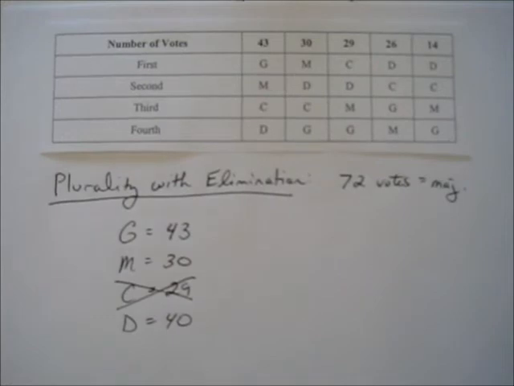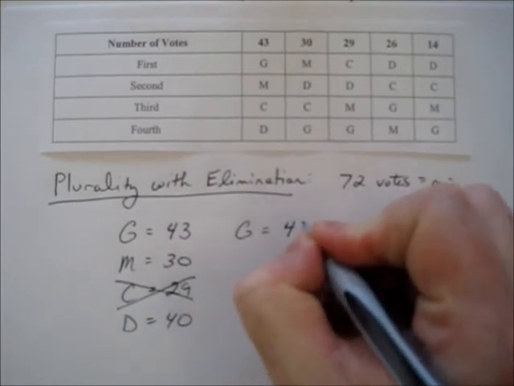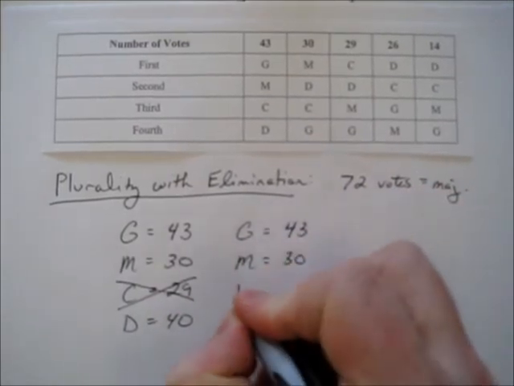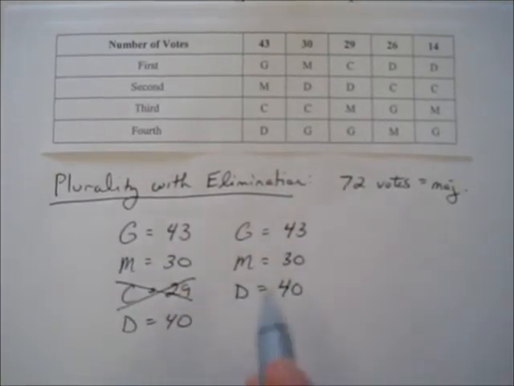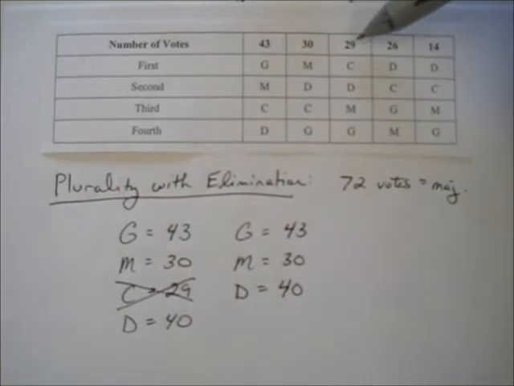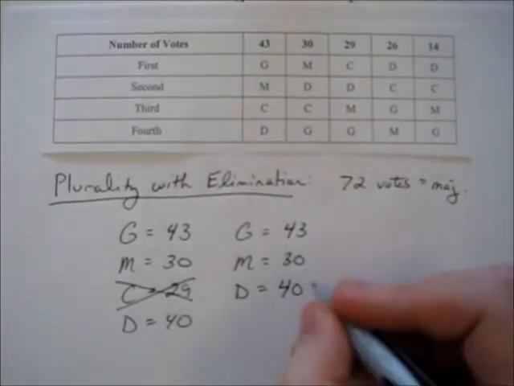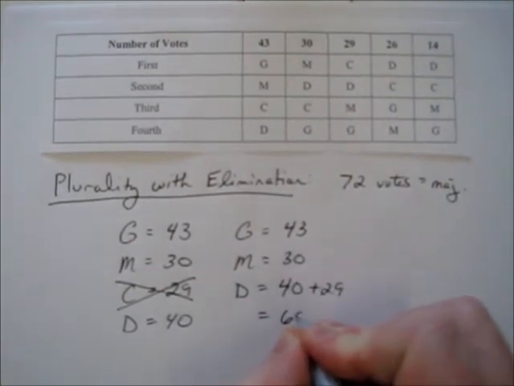So these 29 people who originally preferred Compaq are no longer allowed to vote for Compaq. And so in our second round of voting, we're going to assume that the 43 people who originally voted for Gateway are still going to vote for Gateway. The 30 people who originally voted for Mac are still going to vote for Mac, and the 40 people who originally voted for Dell are still going to vote for Dell. The only people who are going to change are these 29 people who originally voted for Compaq. So if we go up to our preference table, we see that these people who picked Compaq first, their second choice was Dell. So if they're no longer allowed to vote for Compaq, they're going to take their 29 votes to Dell. So Dell had 40 plus the new 29, they've now got 69 votes.